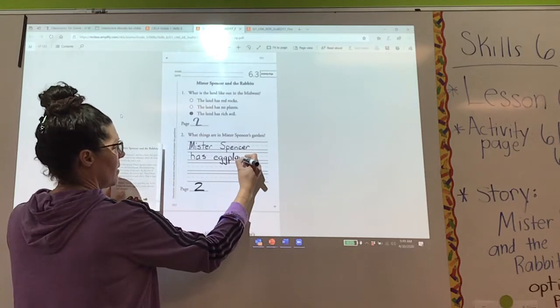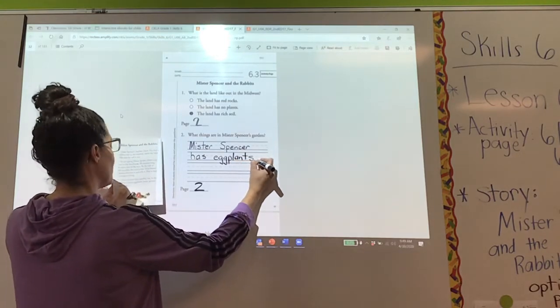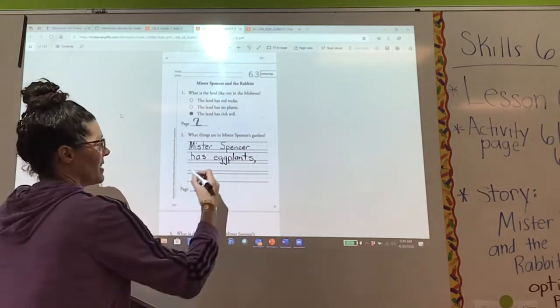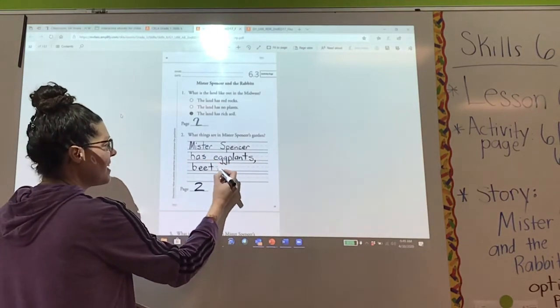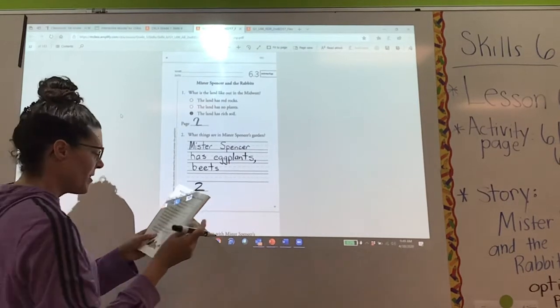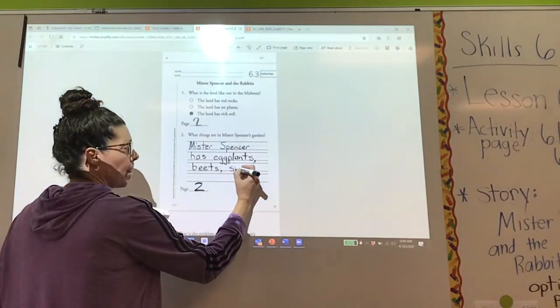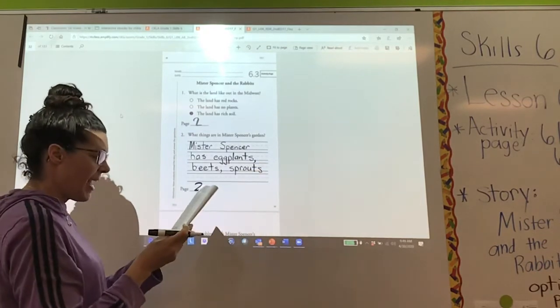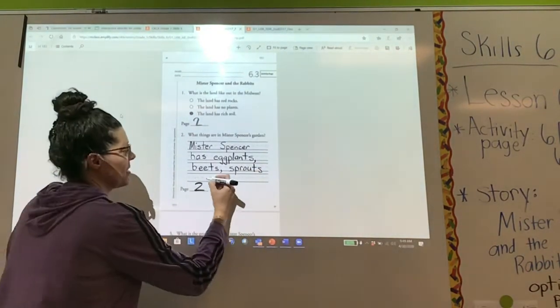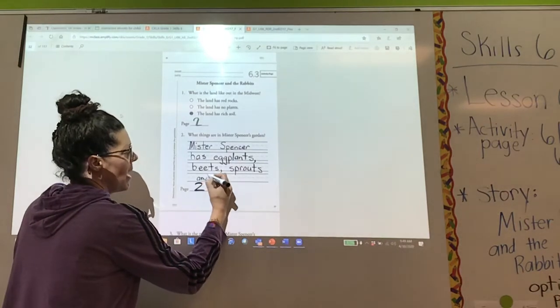I like eggplants. I bet a lot of our friends, that's a vegetable we haven't tried yet. I like this one because I love double E's. What else does he have? Sprouts. Sprouts. And peppers. Yum. And peppers.